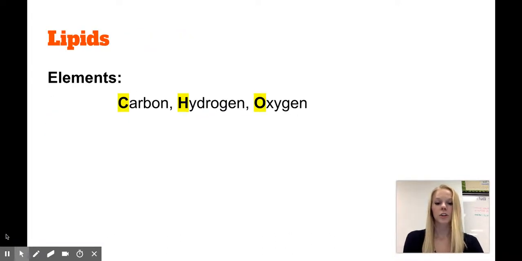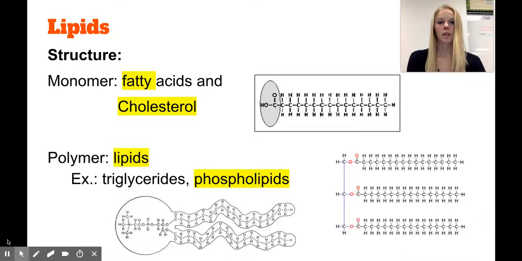As I mentioned earlier, lipids are also made of carbon, hydrogen, and oxygen. This is where the other CHO comes from. However, there is no specific ratio, and there are usually only a few oxygen atoms. The monomers of lipids include fatty acids and cholesterol. There is no specific polymer, so we just identify the polymer as a lipid. Examples are fats like triglycerides and phospholipids, which make up the boundaries of cells.